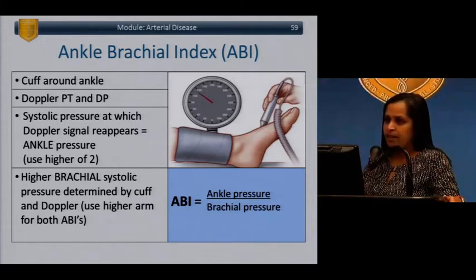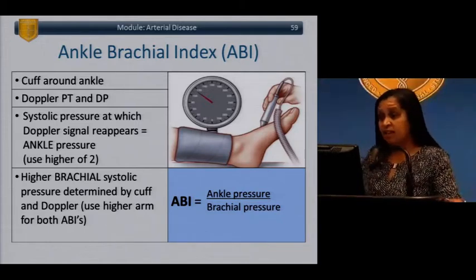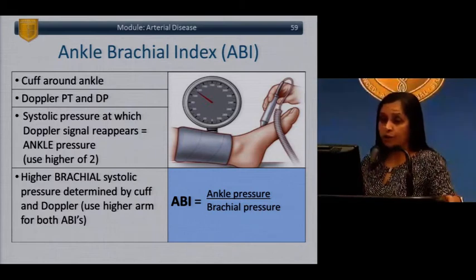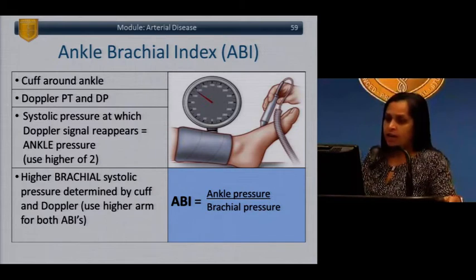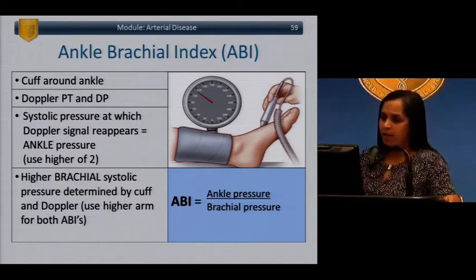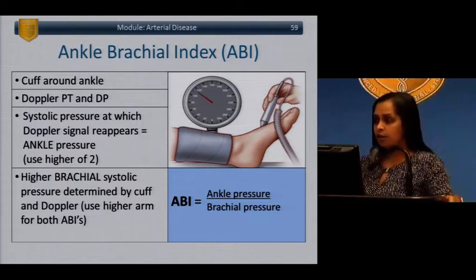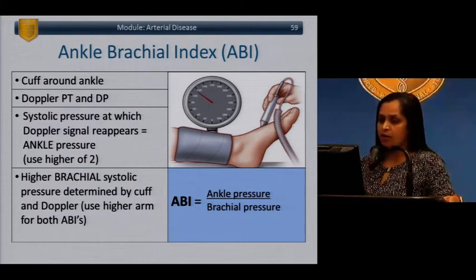The ABI is an important part of a physical exam as far as we're concerned. This is done by putting a blood pressure cuff around the ankle and measuring the blood pressure in the leg. So the definition of ABI is the systolic pressure at which the Doppler signal reappears, divided by the brachial systolic pressure. You want to use the higher of the two brachial pressures in terms of the arms.